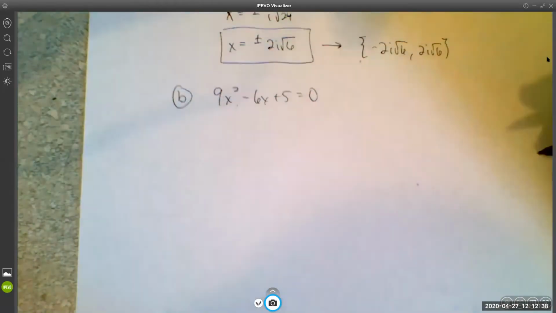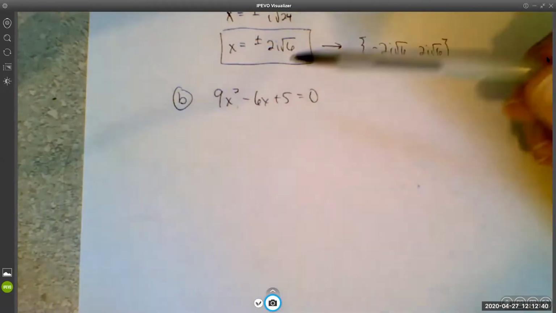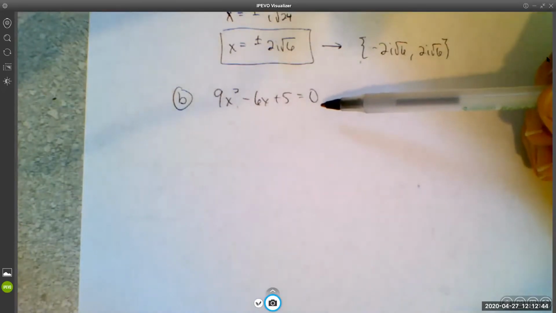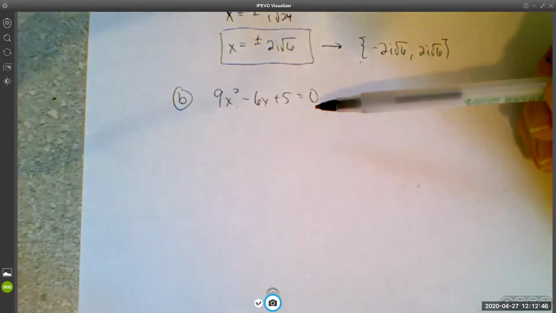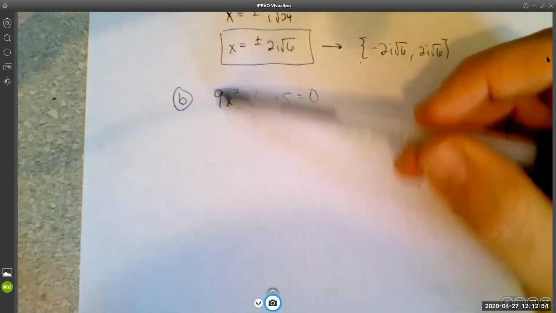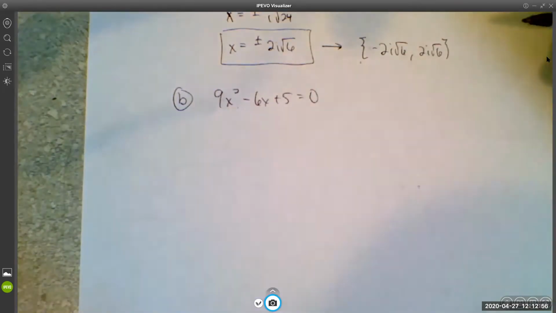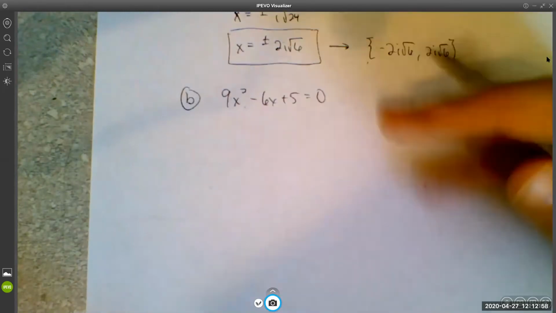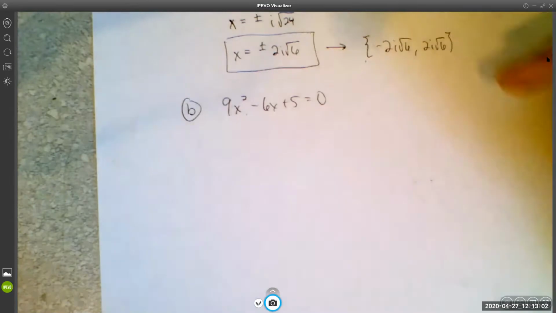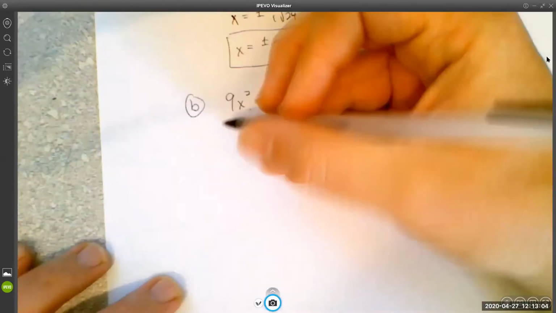Okay, now here's my solution. I suppose you could try to solve this by factoring first, or you could solve it by completing the square if you really like completing the square. I wouldn't recommend that on this one, because you've got a 9 out front. That's pretty nasty. If you're going to solve by completing the square, you might as well just use quadratic formula, I think. So let's use quadratic formula.